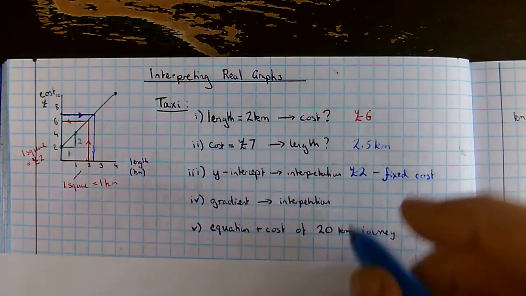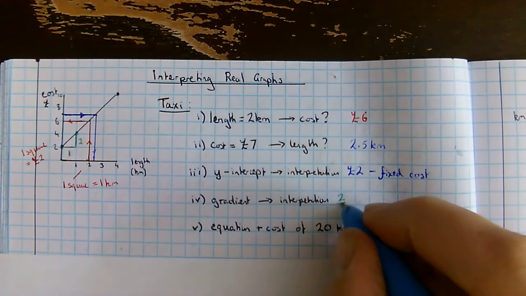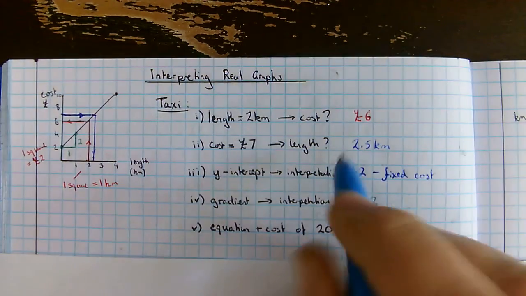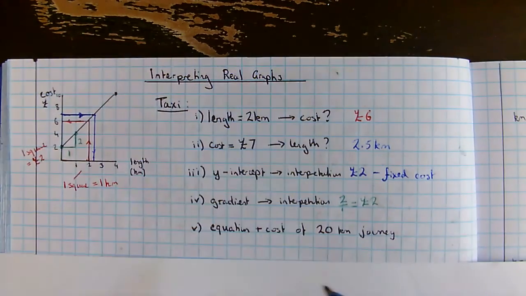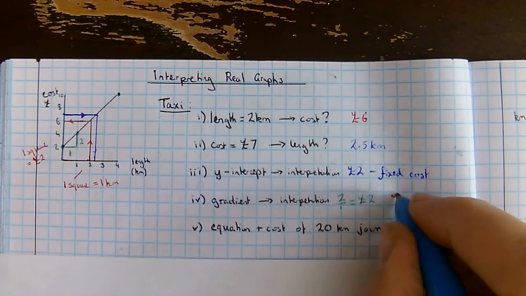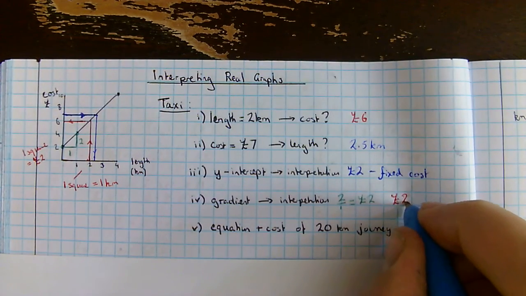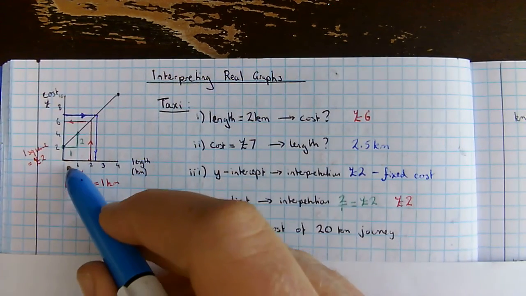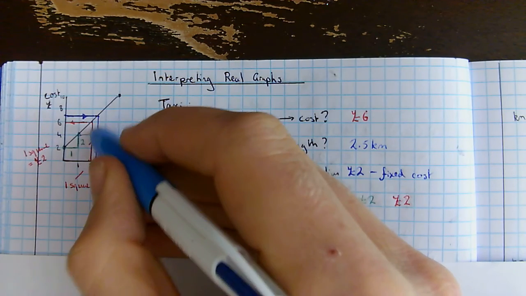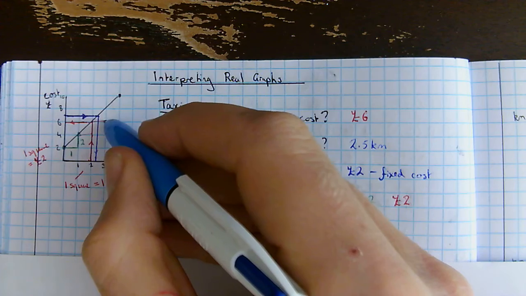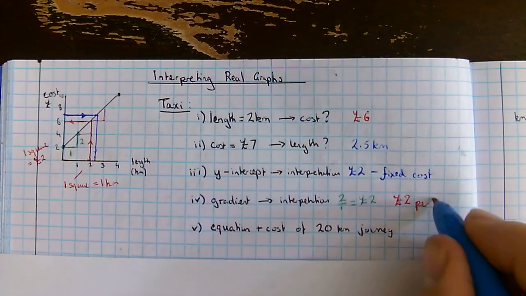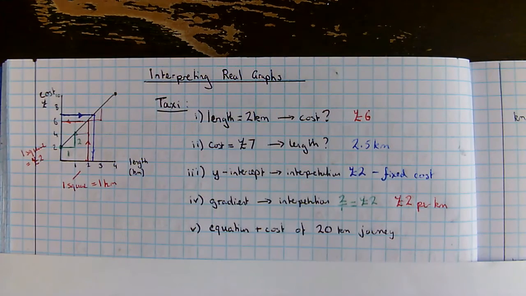So the gradient is going to be 2 divided by 1, which is £2. But what does that mean? I divided by how far I went across, so this is £2 per unit of x-axis: £2 for each 1 kilometre. An additional 1 kilometre would have given me an additional £2. So this is £2 per kilometre as my charge.